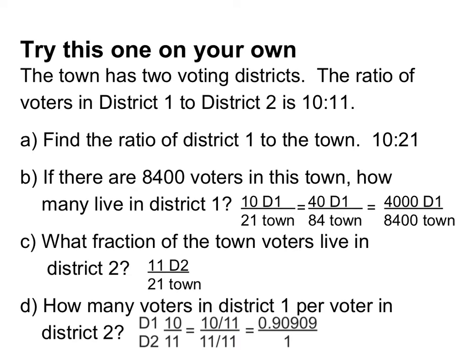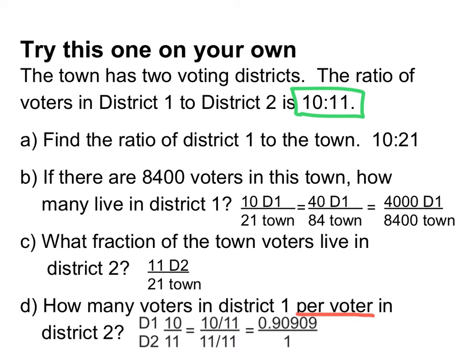And then this last one, we're looking at how many voters in District 1 per voter in District 2. So we're starting with the two numbers we're looking for. We're looking at District 1 and District 2. So going back to the original ratio, we had District 1 to District 2. So that's my setup, D1 over D2. Again, if you switch those, that's fine. So District 1 had 10, District 2 had 11, and then looking carefully at the question, it says how many voters in District 1 per voter in District 2, which implies only one. So per one voter in District 2.